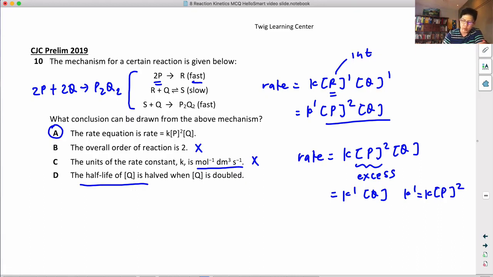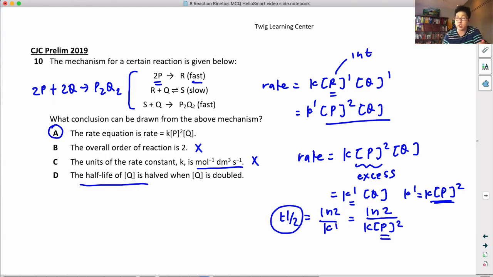Can you see that? So what's the half-life? So the half-life of Q is equal to ln 2 over K prime. Okay, this K prime is ln 2 over K times P squared. Can you see that? K times P squared. Replace the K prime by K P squared. So you realize that the half-life is affected by the concentration of P, not the concentration of Q. So when they say the half-life of Q is halved when Q is doubled, this is definitely wrong because half-life is only affected by P in this case. All right.